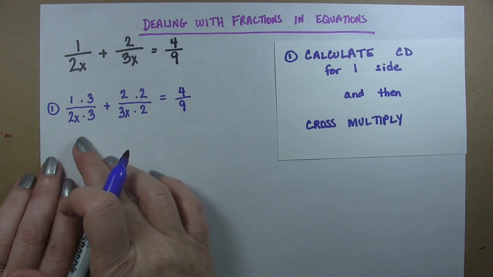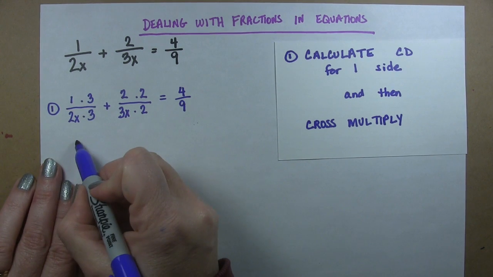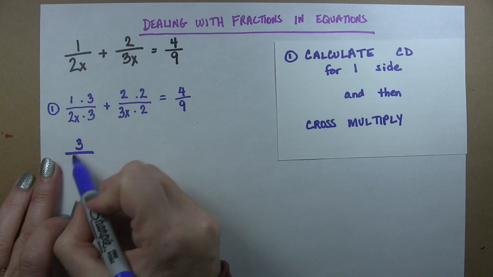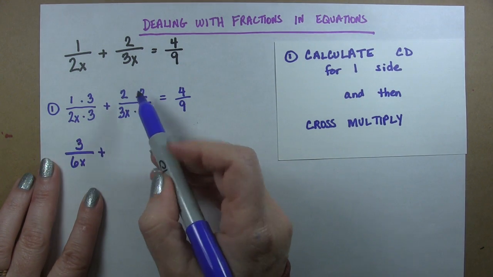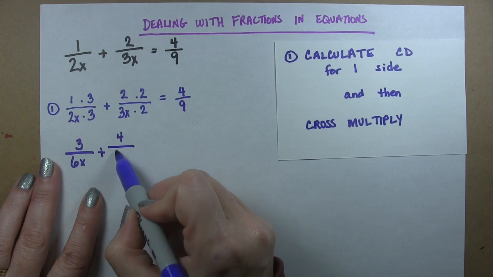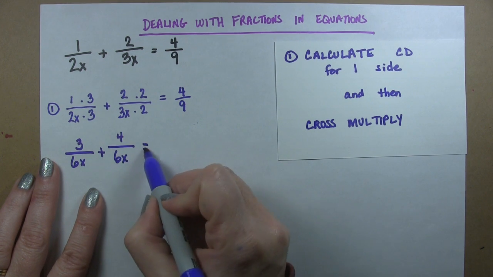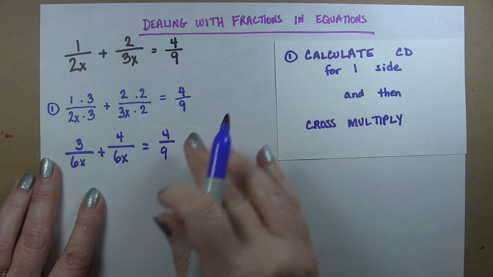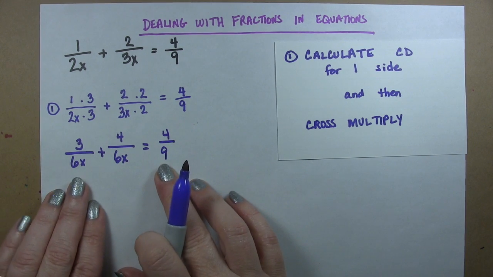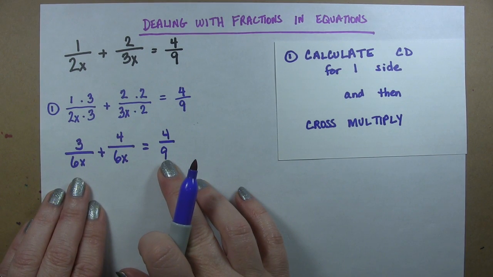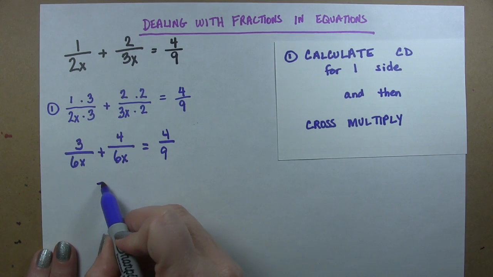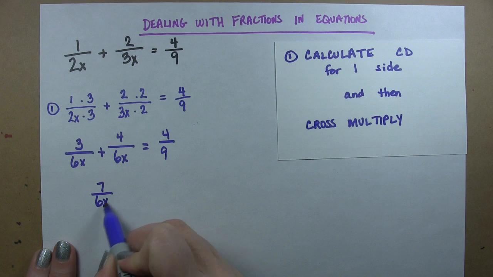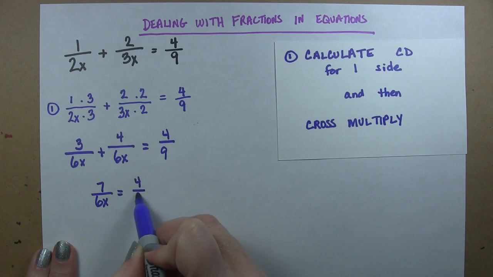All right, now let's simplify. 1 times 3 is 3, and my new denominator is, as you know, 6x. And then here, 2 times 2 is 4, and my new denominator is 6x. And again, this is all set equal to 4/9, and it's okay in this technique that this does not have the same denominator. All right, let's add. 3 plus 4 is 7, so we wind up with 7 over 6x equals 4/9.